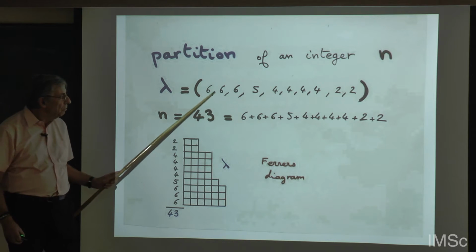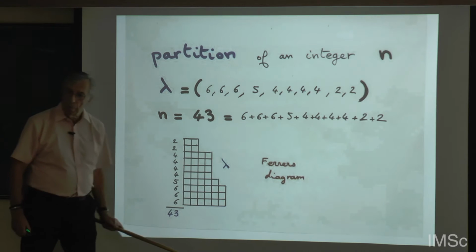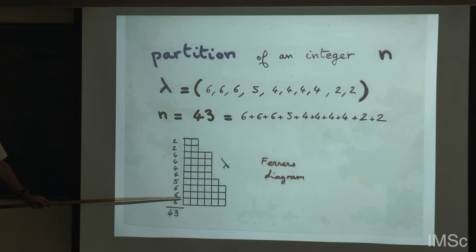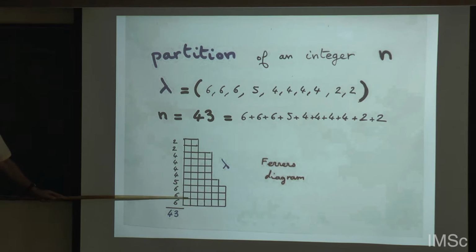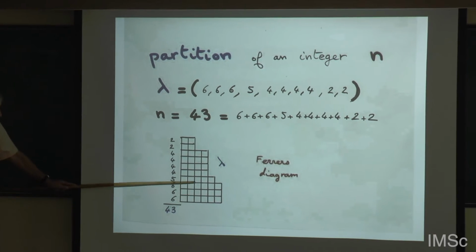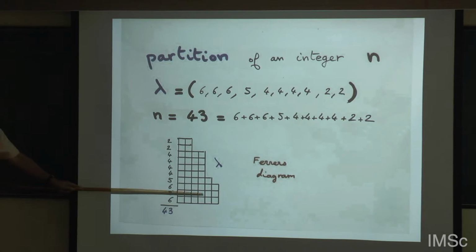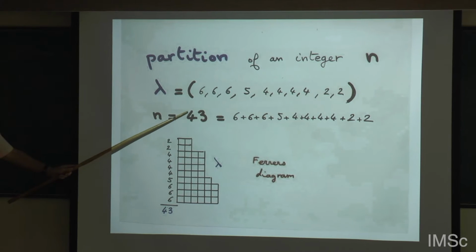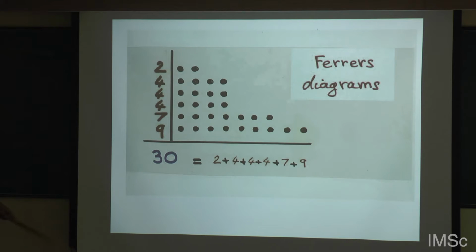So you can always put these numbers in weakly decreasing order, and partitions can be visualized by what is called a Ferrers diagram. A Ferrers diagram is a kind of thing like this, a hook with a little stair, and each part of the partition, 6, 6, 6, 5, is the number of cells in each row of this diagram. So here there are 43 cells, and 43 is decomposed into such rows. Or if you prefer points, this is another partition. Ferrers diagram, 30 equals 9 plus 7 plus 4 plus 4.